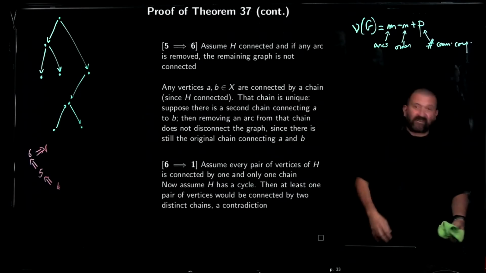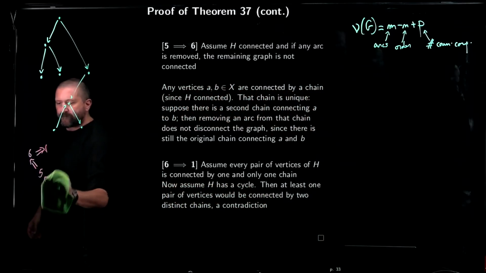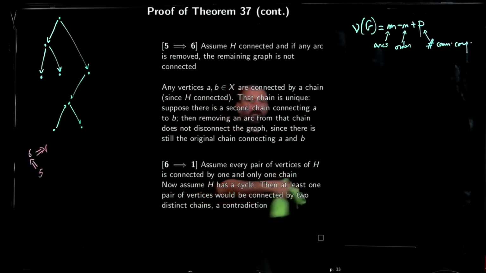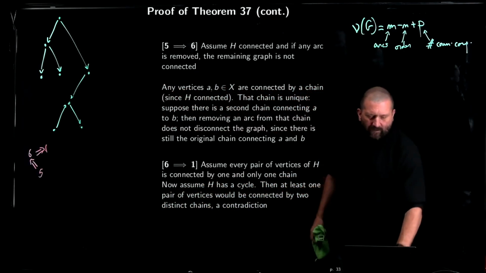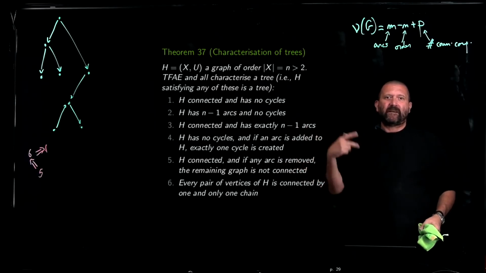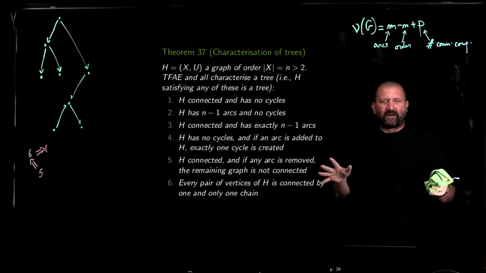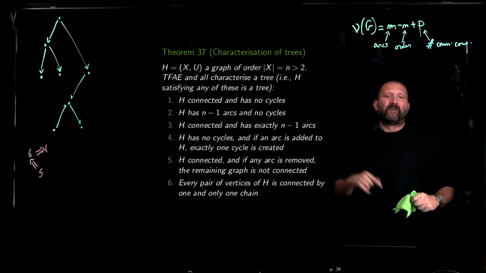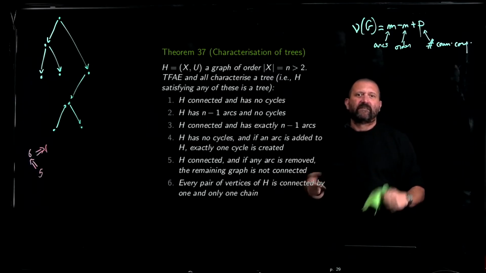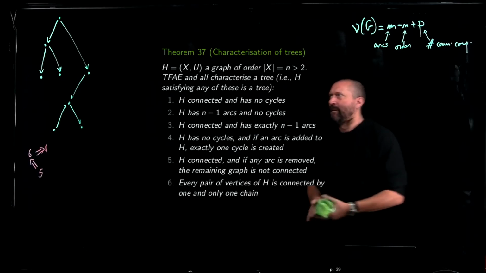5 implies 6. So we're almost done. What do we need to do? We want to show that if I have H connected and I remove an arc, then the graph is not connected. So that's my assumption. And that has to imply that every pair of vertices in H is connected by one and only one chain. Okay, remember what I was saying.